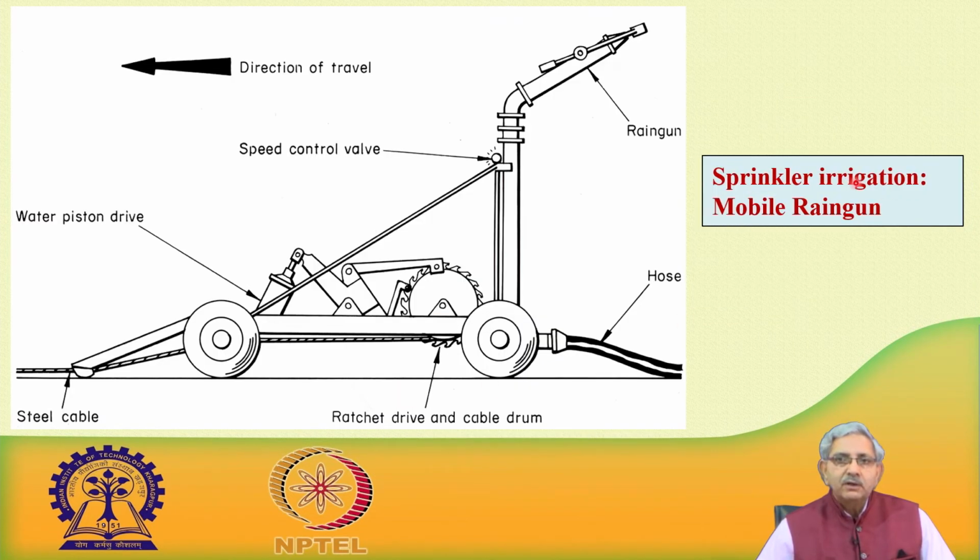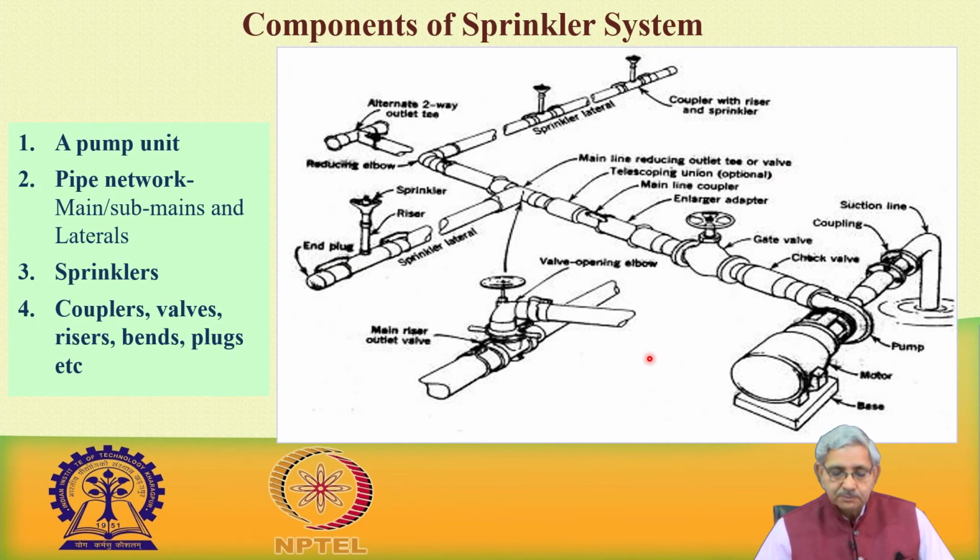This is a sprinkler irrigation with a mobile rain gun, which is another kind of device. This is another important device which is being used, where this is the direction of travel, and we can see how this system can be operated. So, this is a mobile rain gun. Now, this is important, and in some places it is being used, and it is also marketed in India.